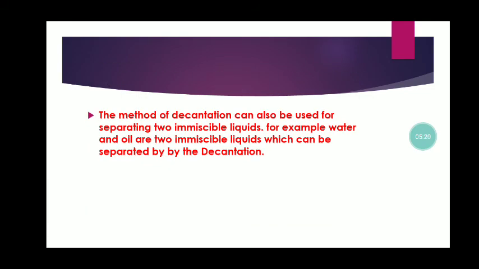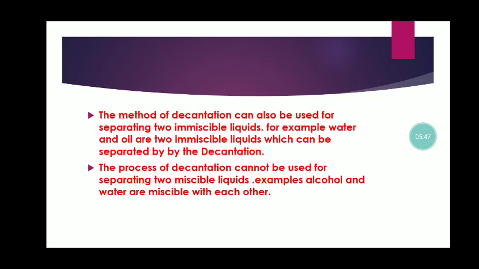Now, the method of decantation can also be used to separate two immiscible liquids. Immiscible liquids are liquids that do not mix together. For example, oil and water are liquids which are immiscible. So these two immiscible liquids can be separated by decantation. The process of decantation cannot be used to separate two miscible liquids. For example, alcohol and water are miscible with each other.